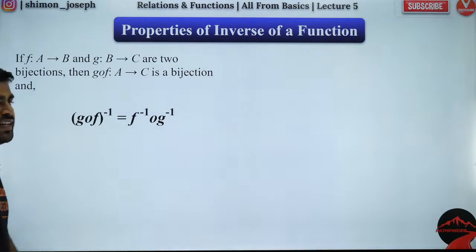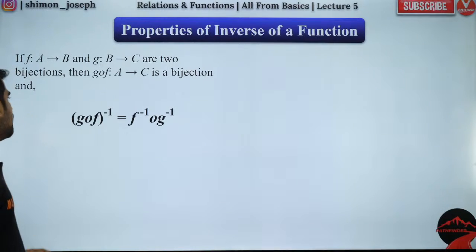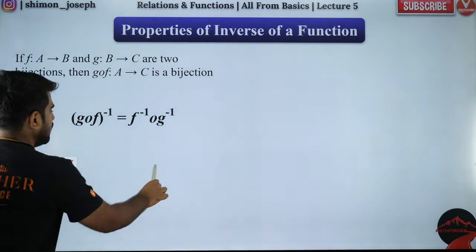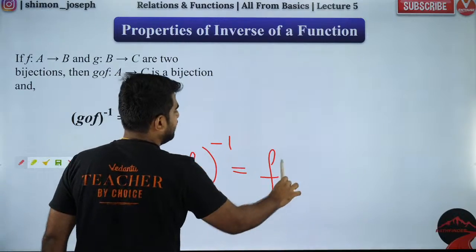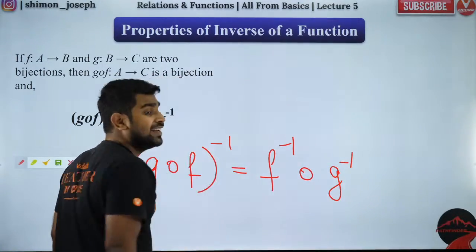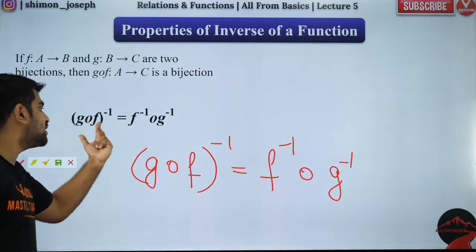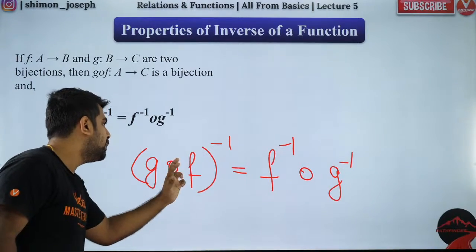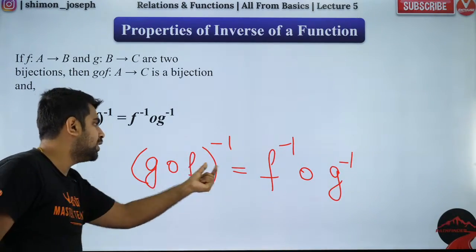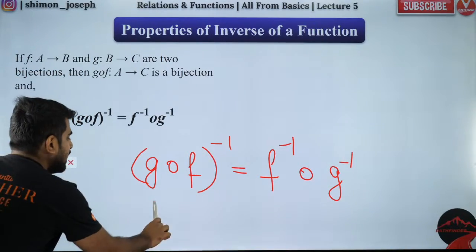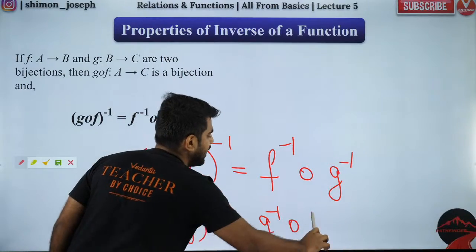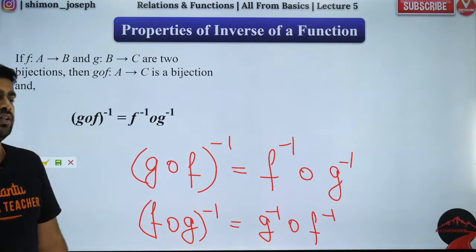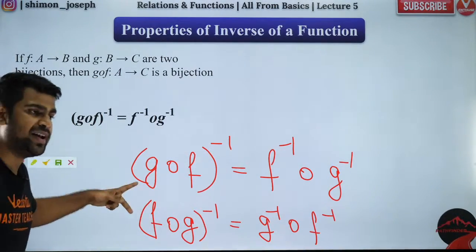You just note down this property, nothing great to teach here. When you have (g∘f) the whole inverse, it is f inverse of g inverse. It is called the reversal law. See, g of f is there, but if I take the inverse of the whole, f will come in the front. Same way, (f∘g) the whole inverse will also become g inverse of f inverse. Don't forget that.